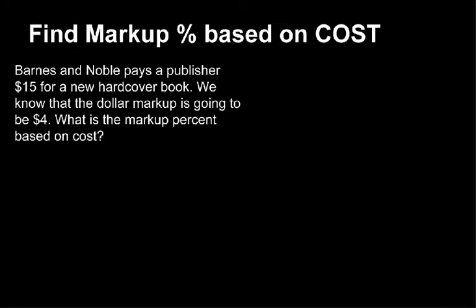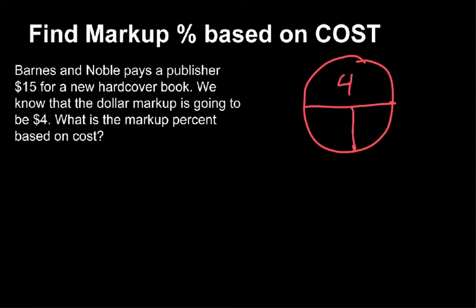Okay, now one type of problem that we might see where we're finding markup is if we find markup percent based on cost. And an example would be where if we have Barnes & Noble paying a publisher $15 for a new hardcover book, we know they're going to mark it up $4, but you're being asked for the markup percent. So we're going to do a PBR circle where we use the dollar markup of $4 as our portion, and we know the cost of the book to Barnes & Noble is $15. What you're being asked to find is what is the percent, so that part of the PBR circle.